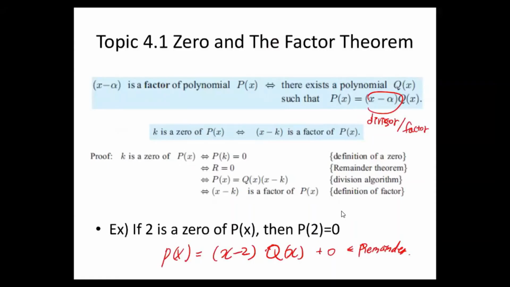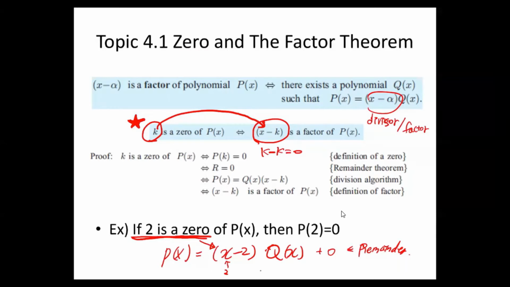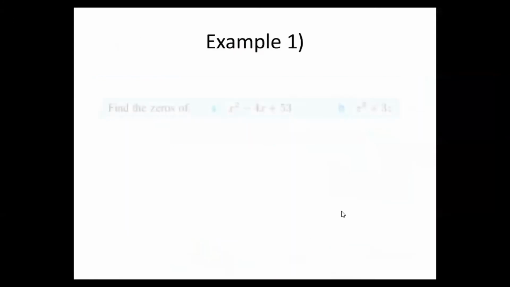If k is your zero, x minus k is your factor. K is your zero, and this whole linear expression is your factor. So when you plug k into x, k minus k becomes 0. That's why it's 0. Let me reiterate. When you plug 2 into here, 2 minus 2 is 0. 0 times the quotient is 0. That's why it's called a zero, okay? Okay, let's go back.